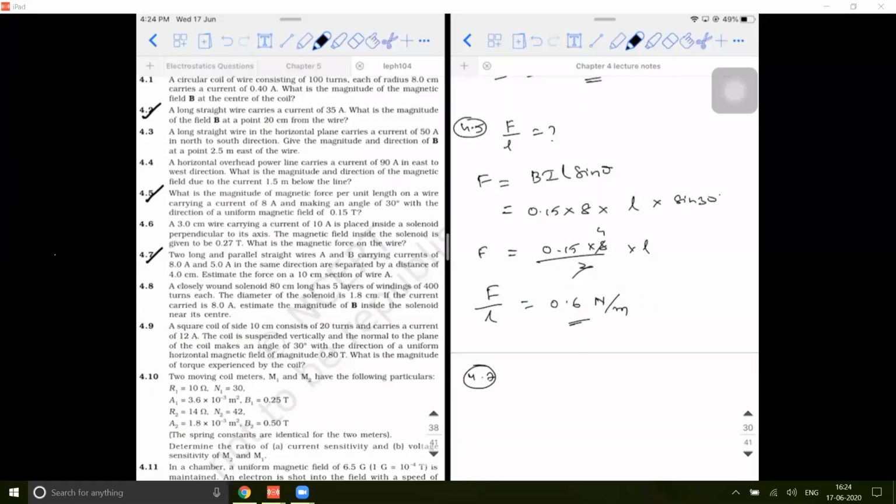Now we'll do 4.7. Next. Two long and parallel straight wires A and B carrying currents of 8 ampere and 5 ampere in the same direction are separated by a distance 4 centimeter. Estimate the force on a 10 centimeter section of wire A.